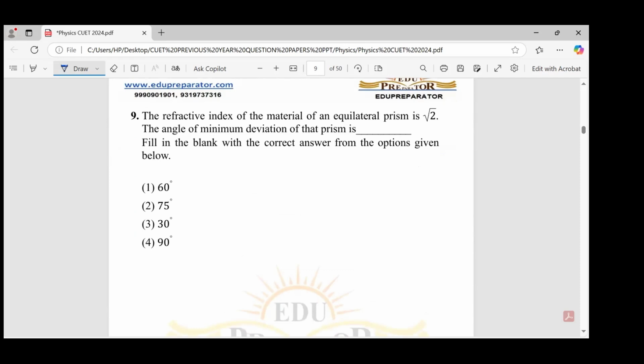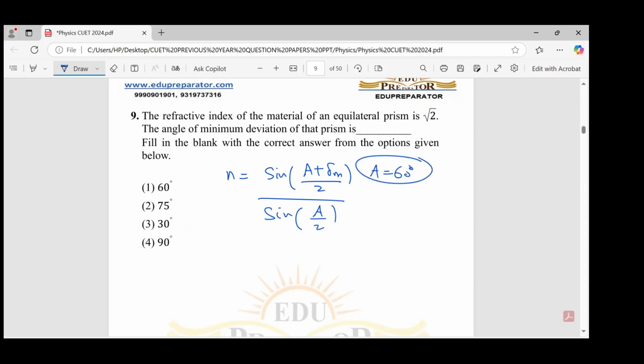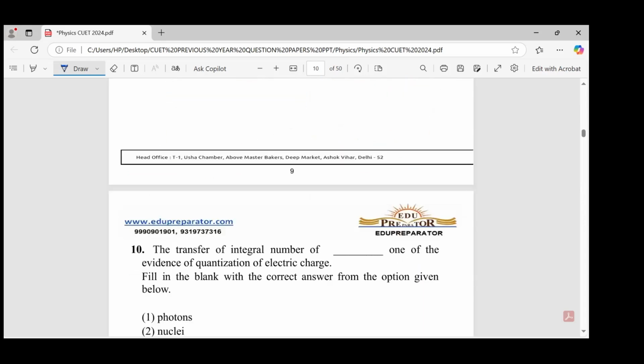Now this question is related to the formula for refractive index. Refractive index is equal to sine (A plus delta minimum) by 2 upon sine A by 2. You are given all the parameters, but A is 60 degrees because you have an equilateral triangle. Then you are given the refractive index mu or n equal to √2, right? So we can simplify and we get 30 degrees as the answer. So let's move further with question number 10.